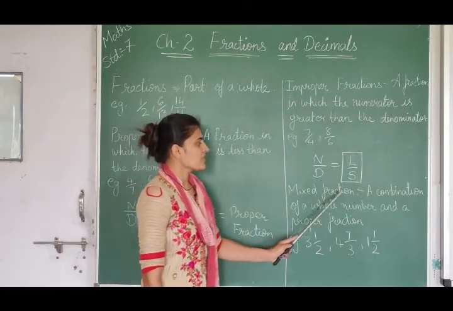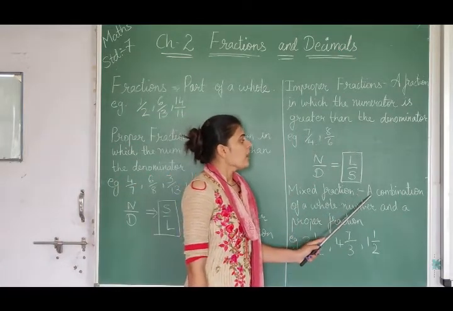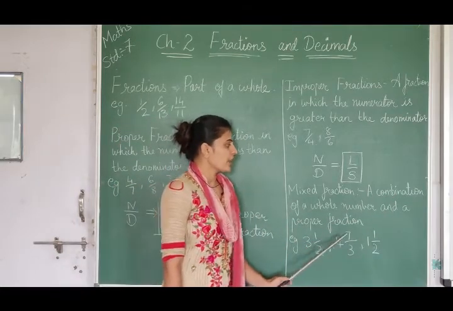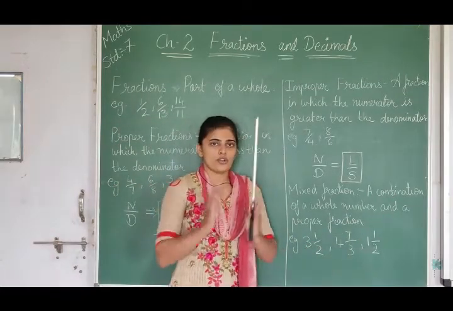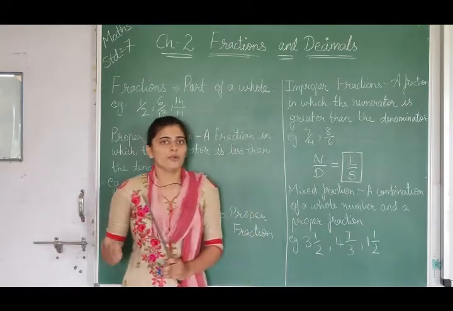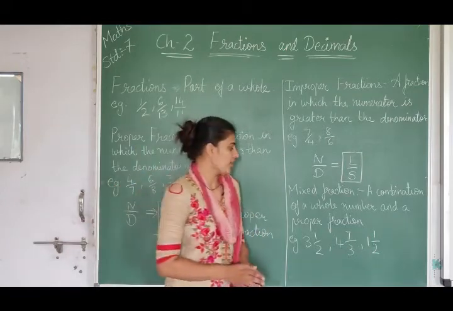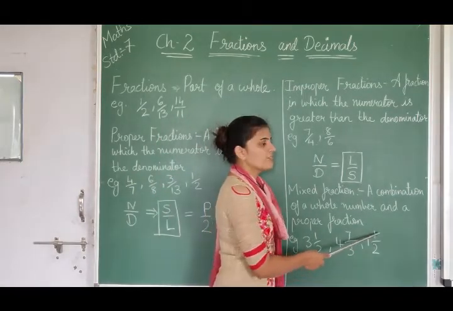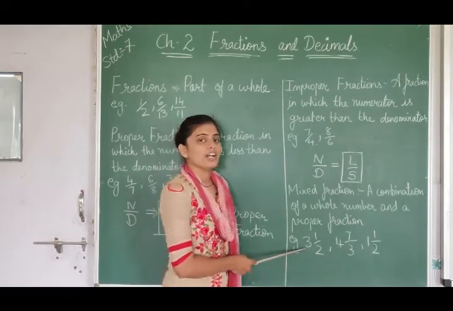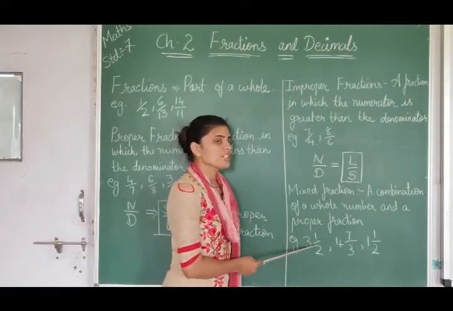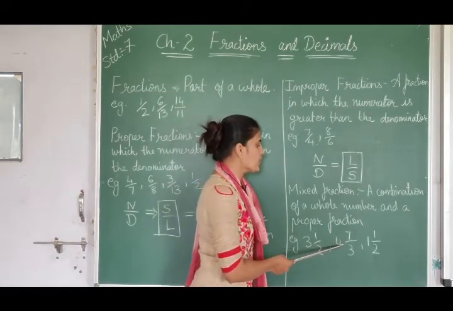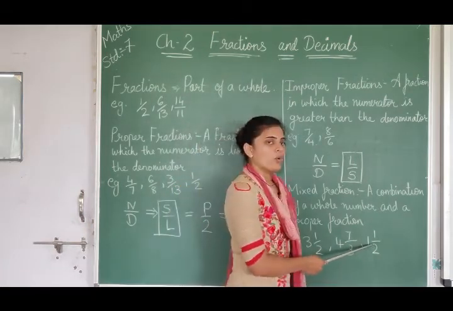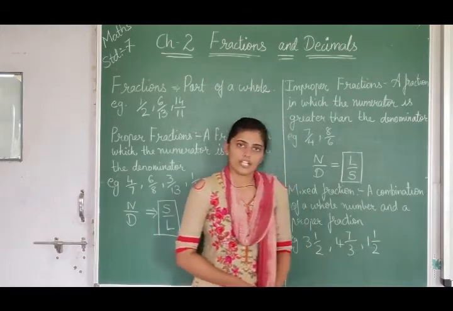Next, a mixed fraction is a combination of a whole number and a proper fraction. So here examples are 3 1 by 2, 4 7 by 3, 1 1 by 2. Here you can see 3 is a whole number and 1 by 2 is a fraction. Again over here 4 is a whole number, 7 by 3 is a fraction. Again 1 is a whole number and 1 by 2 is a fraction.